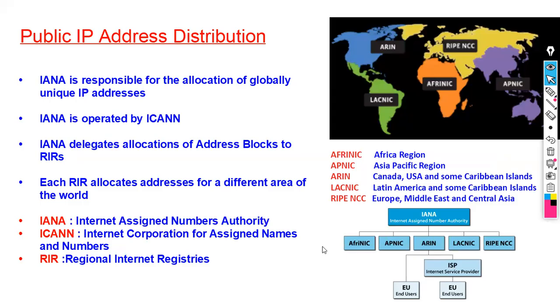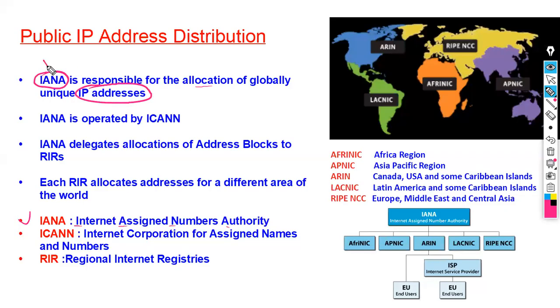Now guys, we have seen how to get the private IP addresses. There are some networks reserved in each class, and you will use those networks in your network. How to get the public IP address? Who is managing the IP address? There is one organization called IANA. IANA stands for Internet Assigned Numbers Authority, and it is responsible for the allocation of globally unique IP addresses.